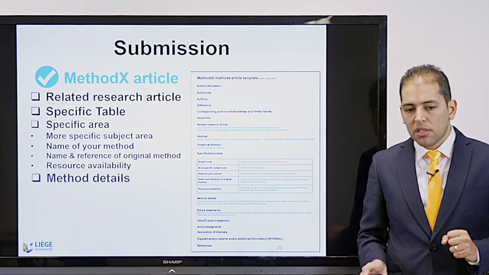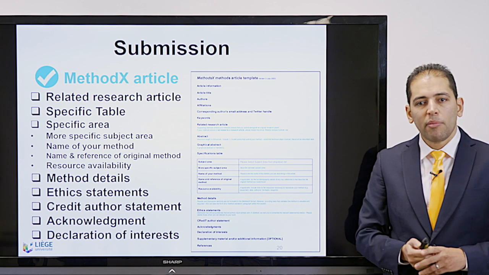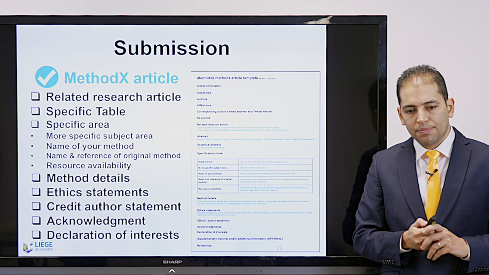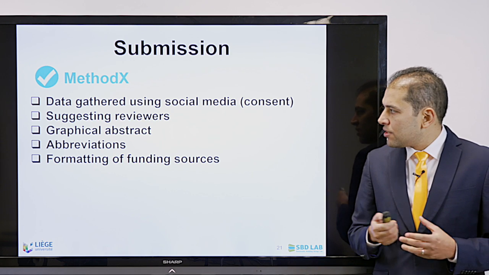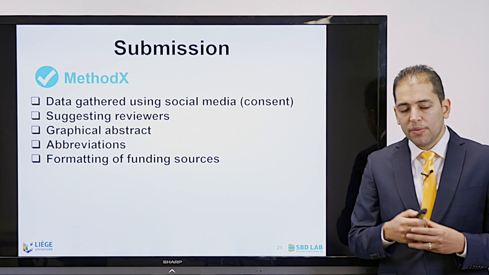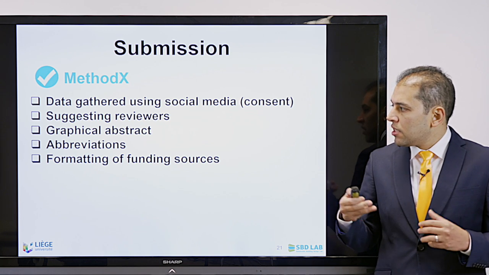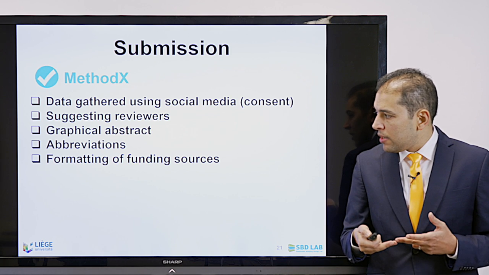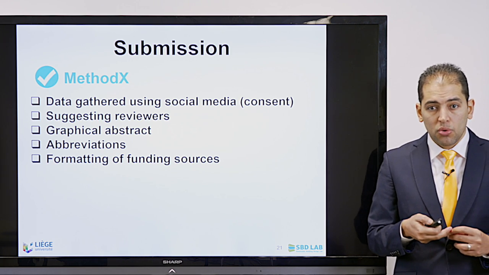As you can see, it is again listed here on the left side in case you are unable to read the very tiny text here. In the methods, you also need to talk about data gathered using social media, if you had any consent or anonymization, suggesting your reviewers, having a graphical abstract, a list of abbreviations, and formatting of the funding resources.